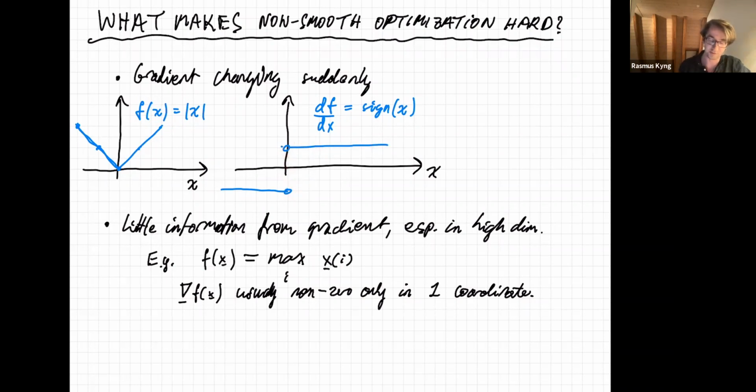It's changing very suddenly. There's another problem, which is that in some cases we're not getting a lot of information from the gradient, especially in high dimensions. For example, suppose that my f of x is the maximum over a lot of coordinates, so max over i of x_i. Then usually the gradient is non-zero only in that largest coordinate. That's the only change I can get in the function, by changing the largest coordinate. But that means very little information a lot of the time.